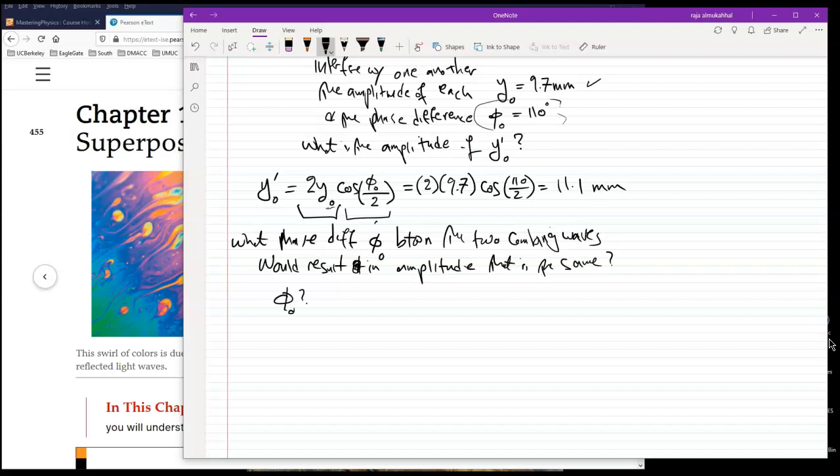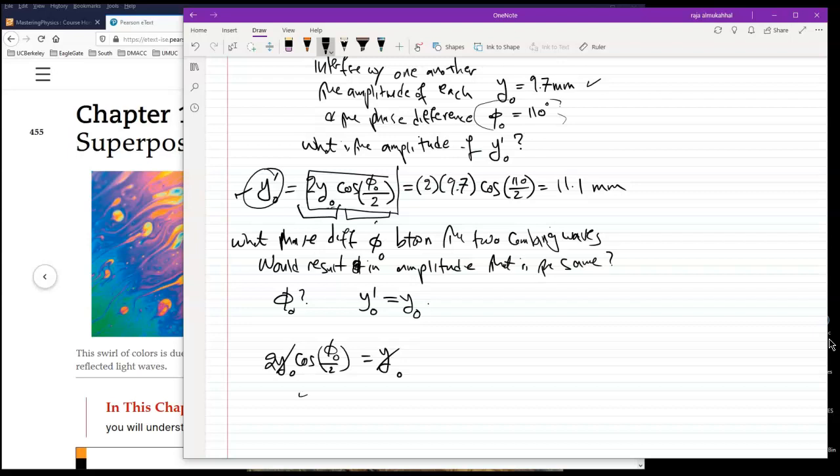Find the phase difference such that y prime naught is actually equal to y naught. Okay? What would be that phase? In other words, when they combine together, you still get exactly the same amplitude as the old two. You see what I'm saying? Well, that's easy. You take the same formula, and you equate it to y naught. So it's going to be 2 y naught cosine phi naught over 2, equal to y naught. And basically, just solve for phi naught. What is phi naught in this case?